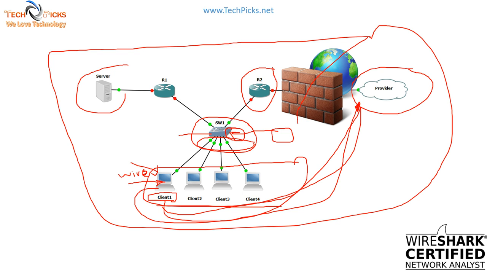A hub sends everything to every port. A switch gets the packet, looks at the destination MAC address, makes a decision, and sends it to the client. So you need to make sure you tell the switch, and we will talk about it later in this video.